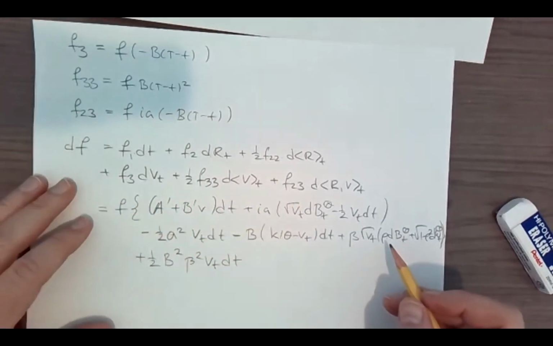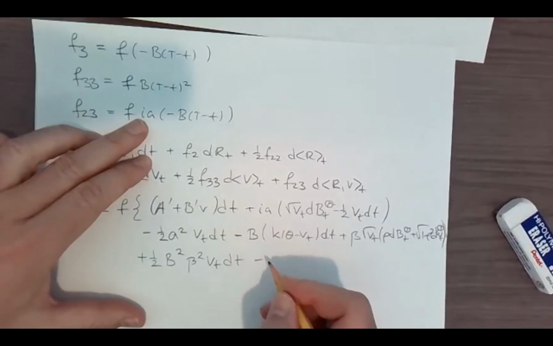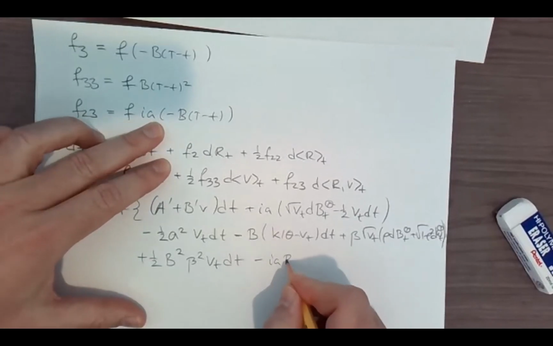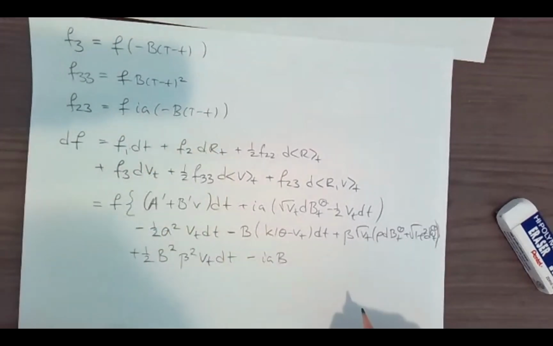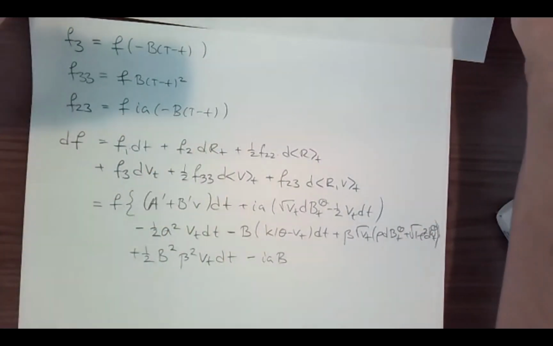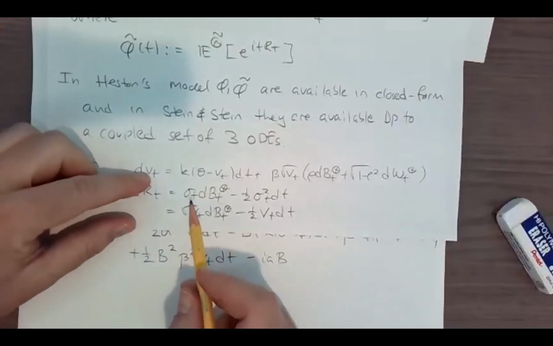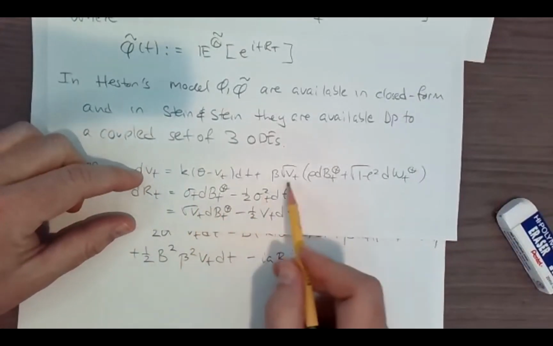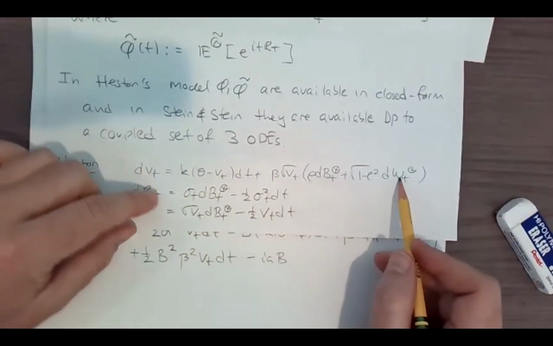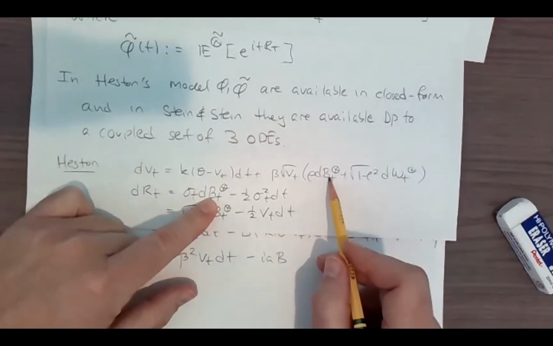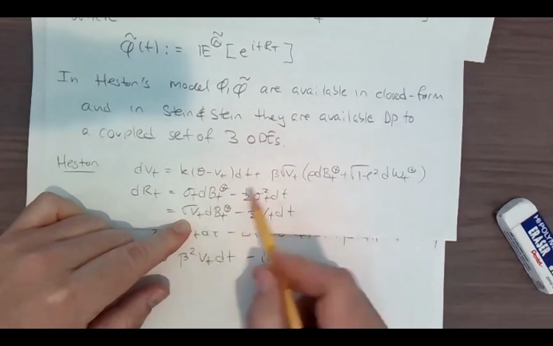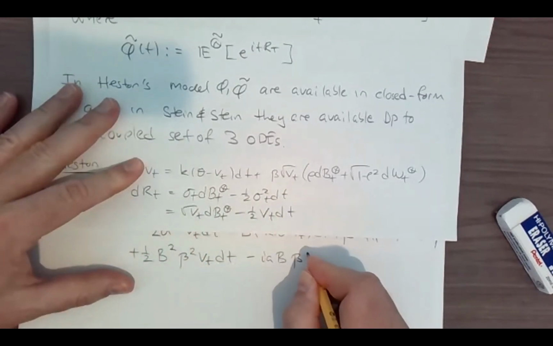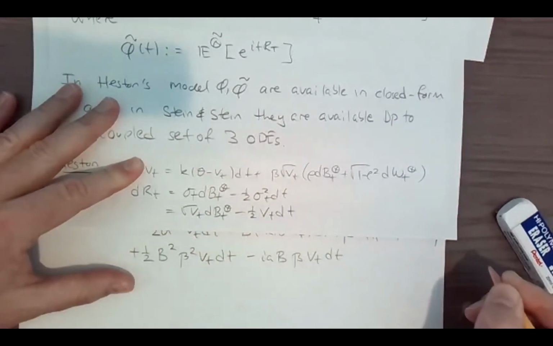And then finally, we need the cross variation. This is minus iab. And then the cross variation between r and V. Okay, so let's look at the cross variation between r and V. We only have to worry about the Brownian motion terms. We only have to worry about the B Brownian motion. So on one hand, we're going to get a beta, and then we're going to get beta times V dt.